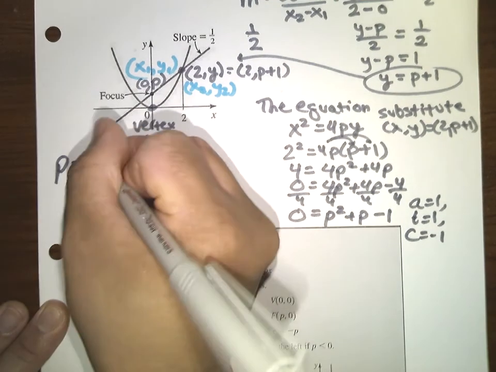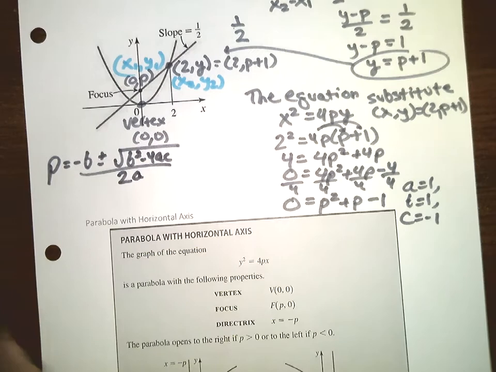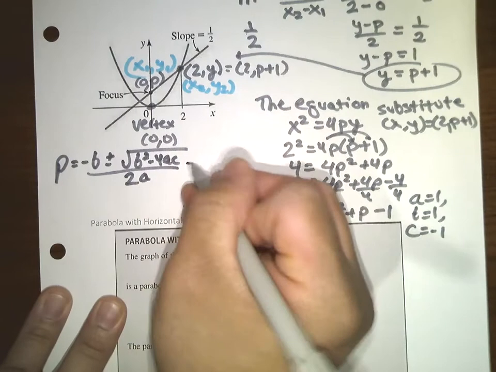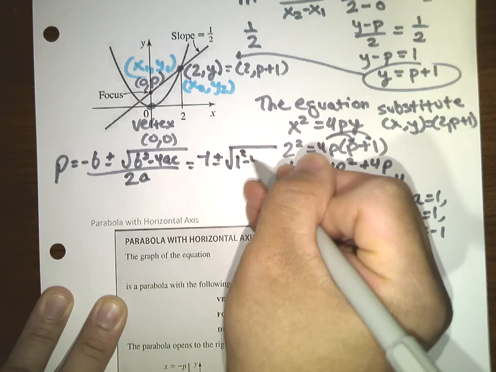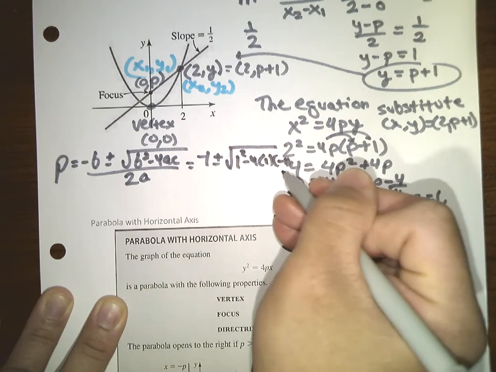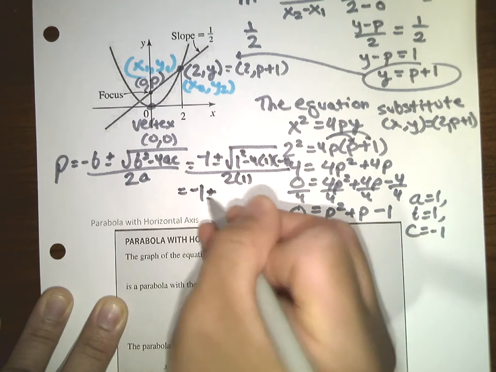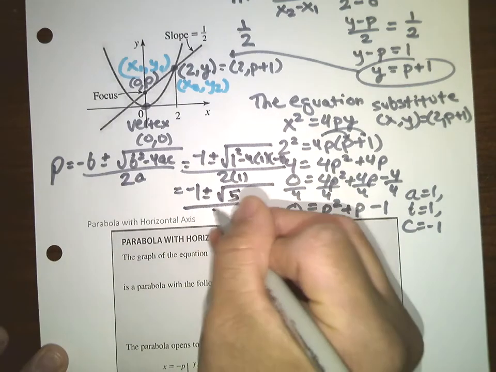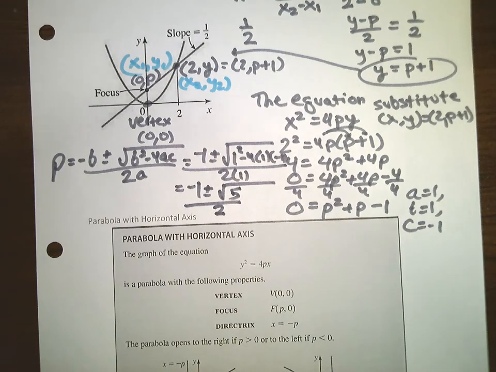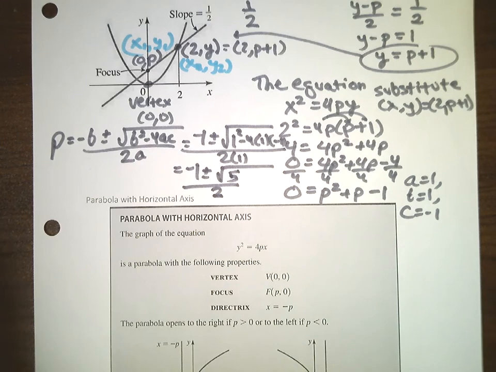So p will be negative b plus or minus the square root of b squared minus 4ac all over 2a. So then we have negative 1 plus or minus the square root of 1 squared minus 4 times 1 times negative 1 all over 2 times 1. So that gives me negative 1 plus or minus the square root of 1 squared minus 4 times 1 times negative 1, which is 5, all over 2. So that is p.